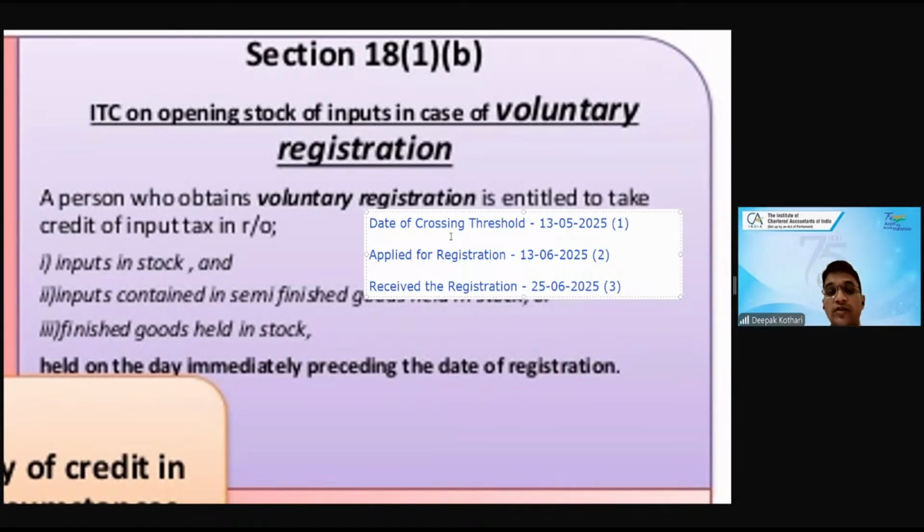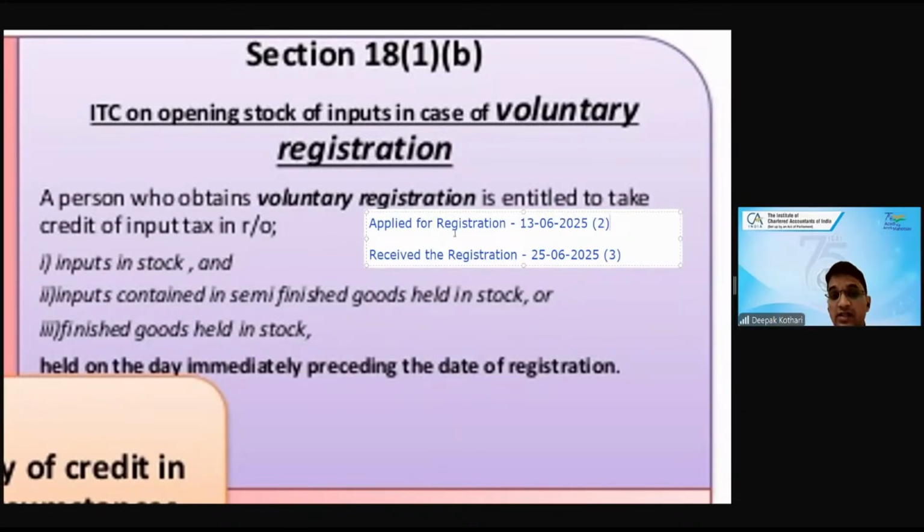So here there is no question of crossing of threshold. Date of registration, applied for registration, correct? He applied for registration on the 13th of June. He received the registration on the 25th of June. So this will become 1, this will become 2. In this case, as on what date can he claim the ITC of the stock credit? 12th June. Okay.